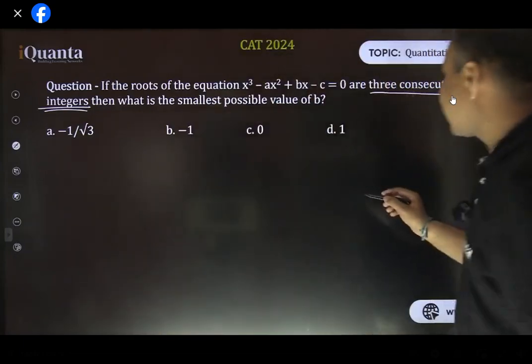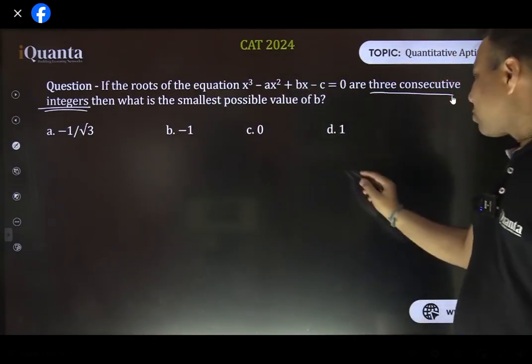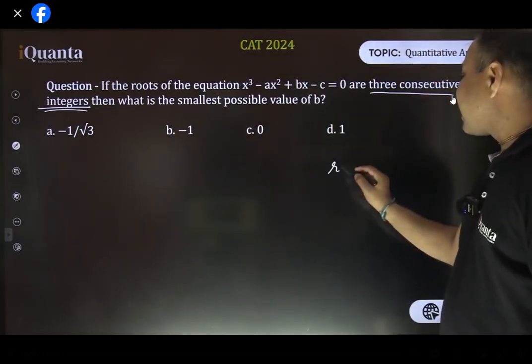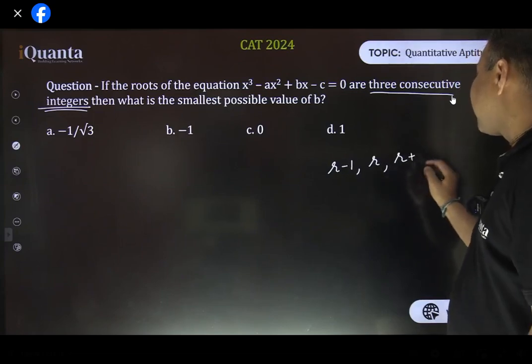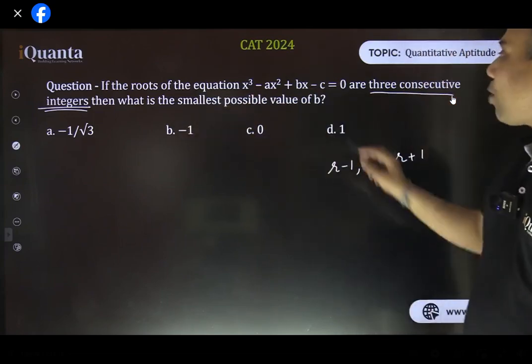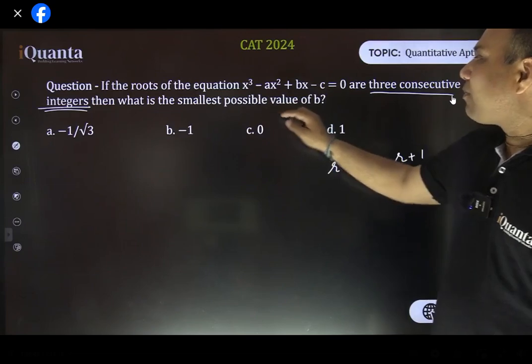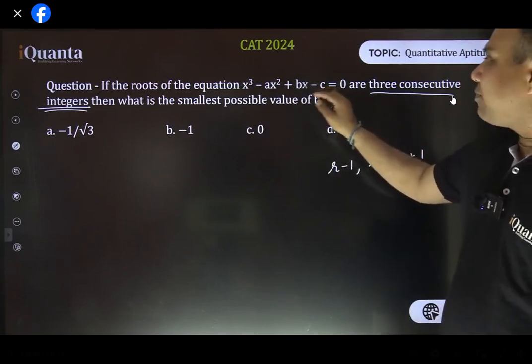So let's take the 3 roots as, in place of a, let me write r because a is already being used here. So the 3 roots are r minus 1, r and r plus 1. Fine. So these are three consecutive integers. Now, how to find the value of b? Remember the sum of the roots, and the sum of the roots taking 2 at a time. In that term, this b will be involved.